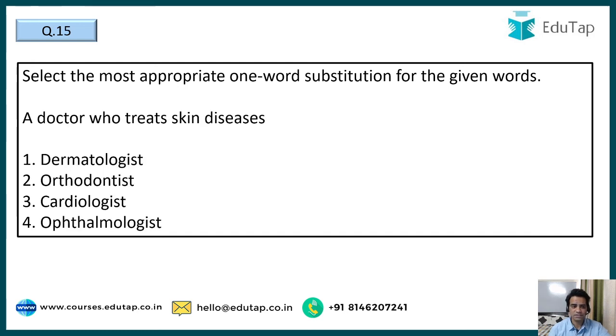And last question for this session, guys, we have to find again one word substitution for the given word. A doctor who treats skin diseases. Now your options are dermatologist, orthodontist, cardiologist, or ophthalmologist. The correct option here is, guys, derma. Derma is related to skin, so dermatologist is the correct answer.